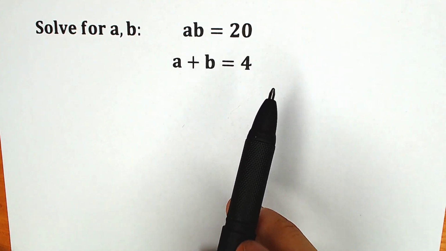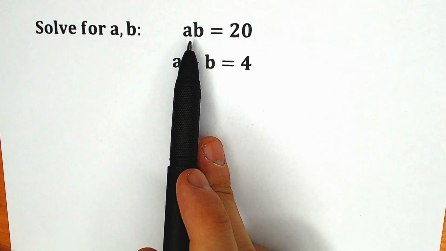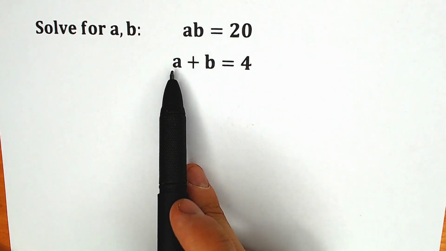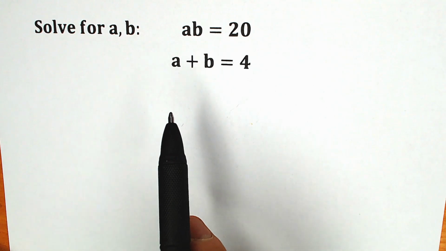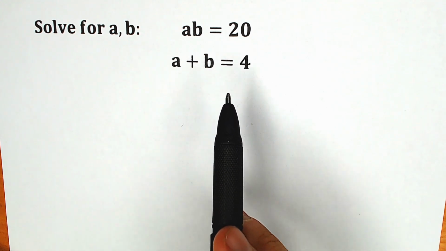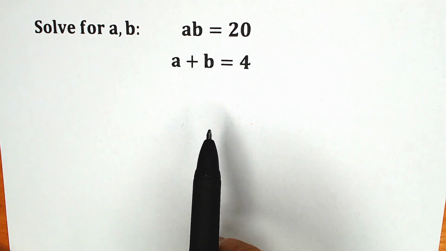Today we have a very interesting question. We know that the product a times b equals 20 and the sum a plus b equals 4, and we need to find a and b. If you have your solution, you can write it down in the comment section and then we will check our answers.